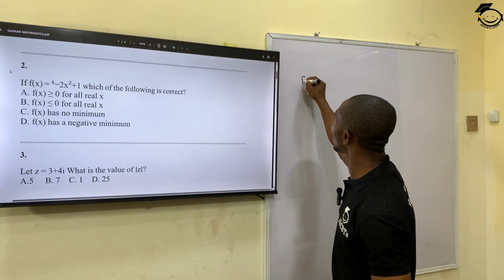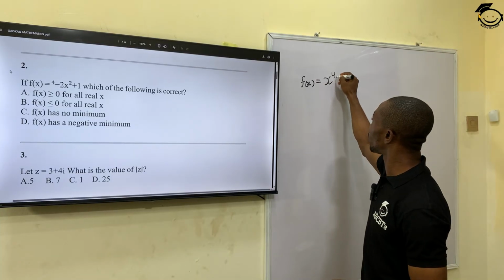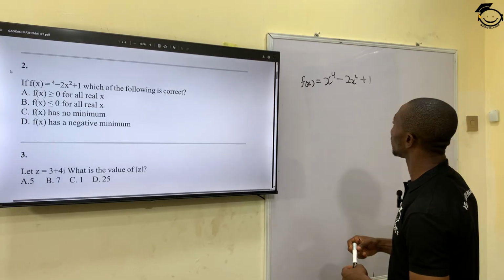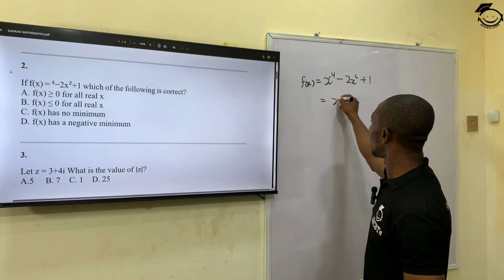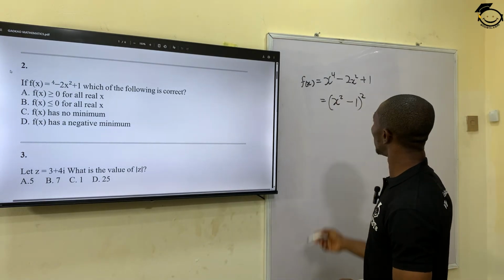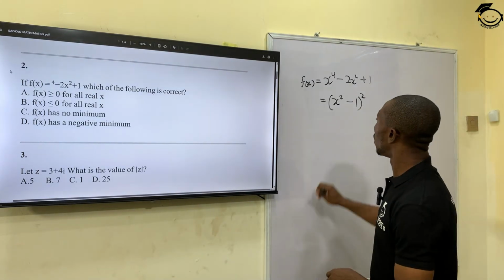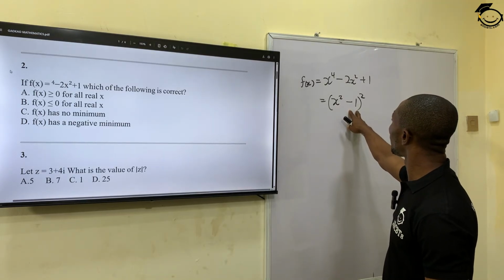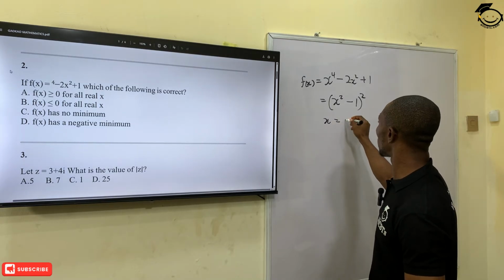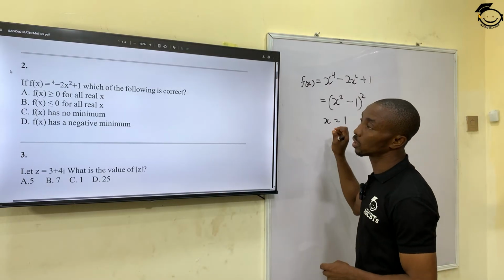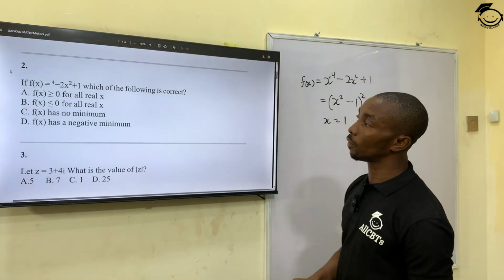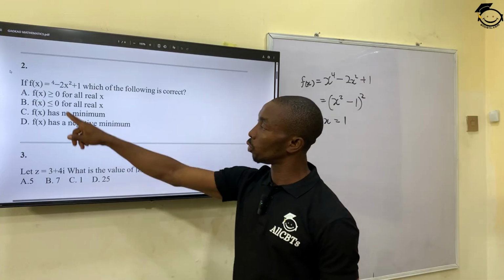If f(x) equals x raised to the power 4 minus 2x squared plus 1, which of the following is correct? Now, if we look at this equation and factorize it, we are going to have it as (x squared minus 1) all squared. Understanding that x squared minus 1 gives us this equation, we can see that the value of x gives us 1. So for this statement to be correct, the value of x cannot be less than 0 since our x is 1. Alright, so the value of x is going to be greater than or equal to 0, which is our option A.